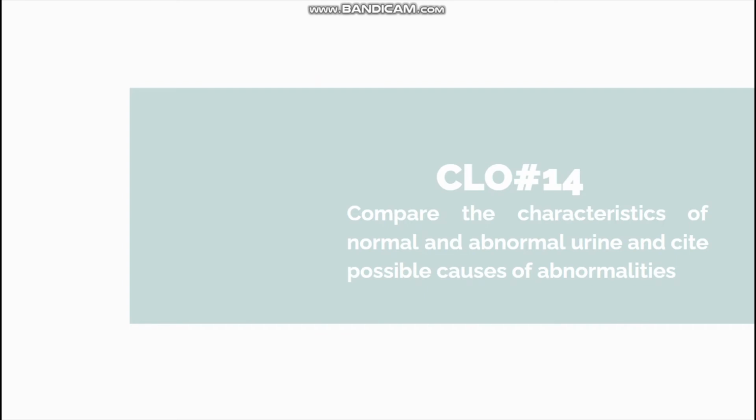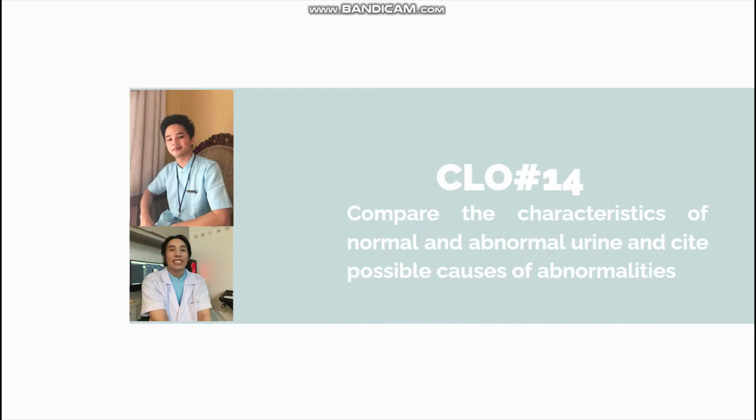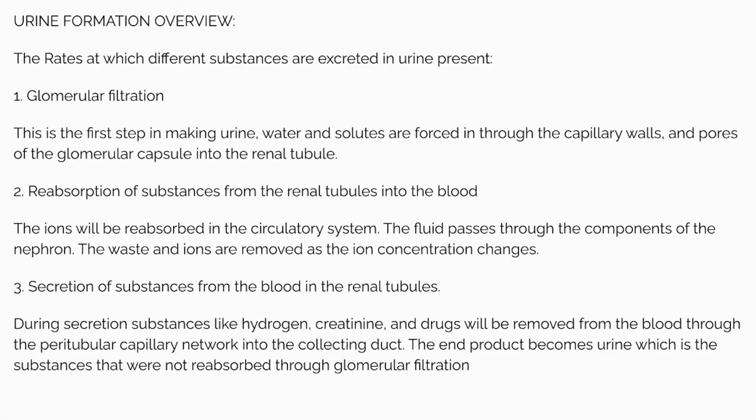CLO number 14. Compare the characteristics of normal and abnormal urine and cite possible causes of abnormalities. The urine formation overview. The first step is glomerular filtration. This is the first step in making urine. Water and solutes are forced through the capillary wall and the pores of the glomerular capsule into the renal tubule. So basically this is the process of how your kidneys filter the excess fluid and waste products out of the blood into the urine collecting tubules of the kidney.